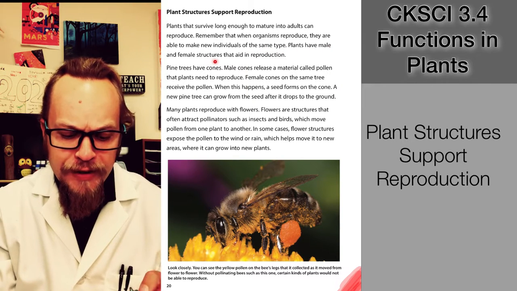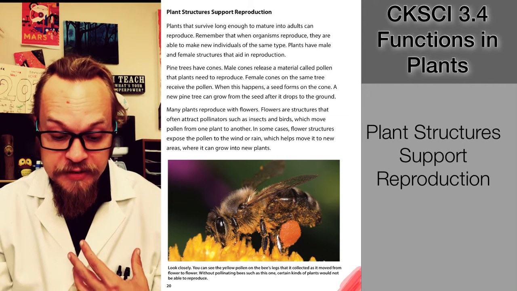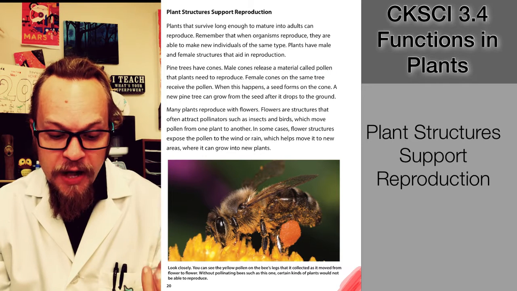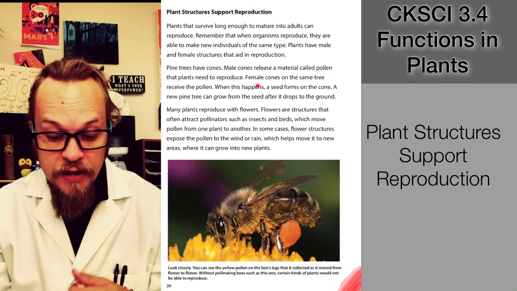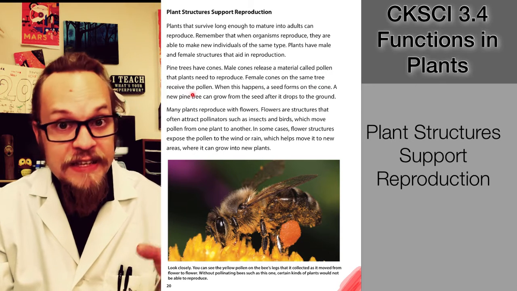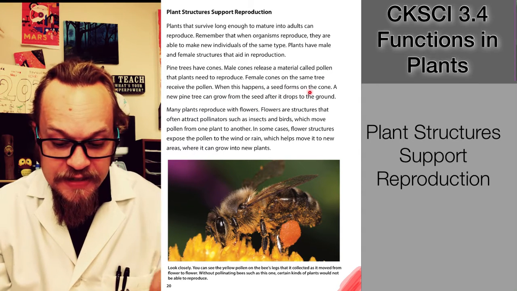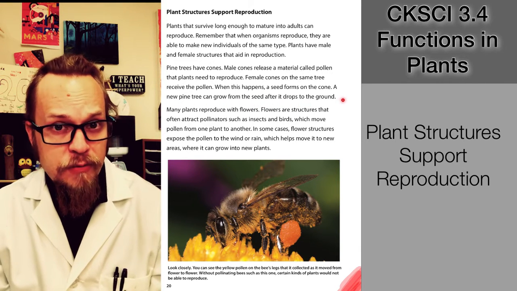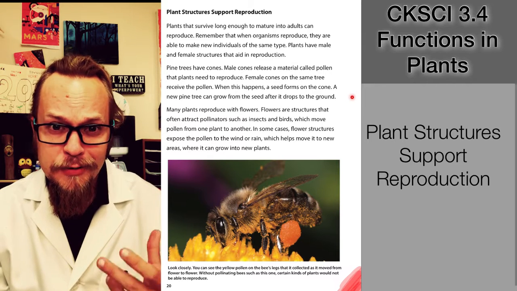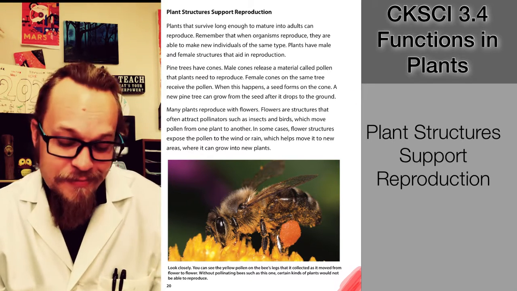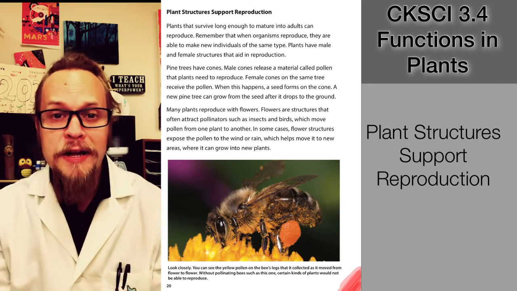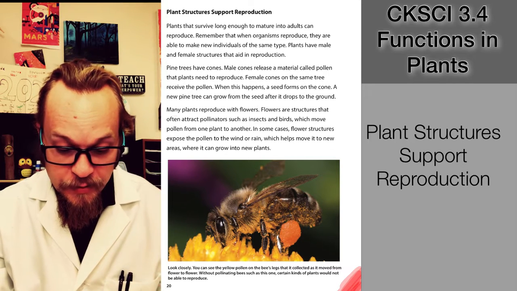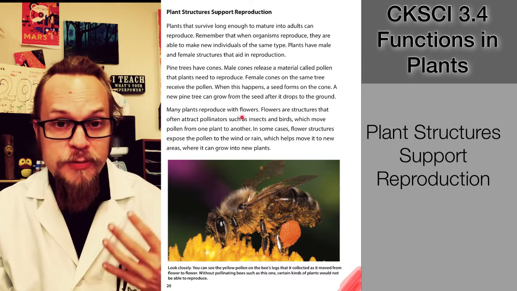Plants have male and female structures that aid in reproduction. Pine trees have cones, and male cones release a material called pollen that plants need to reproduce. Female cones on the same tree receive the pollen. When this happens, a seed forms on the cone. A new pine tree can grow from the seed after it drops to the ground, unless squirrels have gotten to it or your dog. But the more pine cones it produces, the more likely it's going to produce a pine tree. Many plants reproduce with flowers.